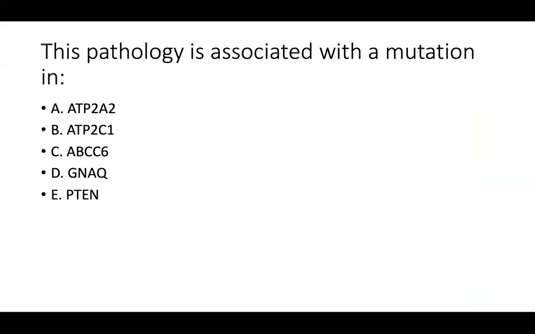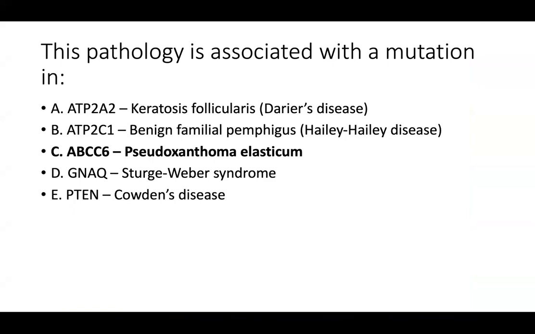So if you know the diagnosis, then the next step is going to be to know the genetic mutation that's associated with the diagnosis. Take a look at the answer choices and choose the correct answer. So the correct answer is C, ABCC6 gene, which is associated with pseudoxanthoma elasticum. You probably already know if you were a second year, but if you're a first year, you might not be there yet, but ATP2A2 is associated with keratosis follicularis disease or Darier's disease.